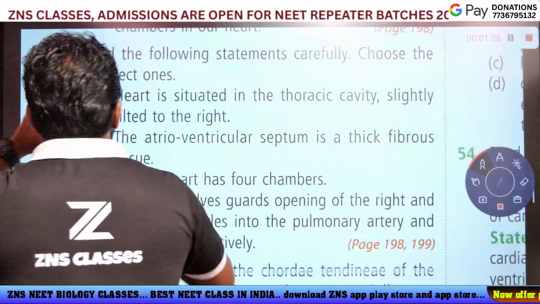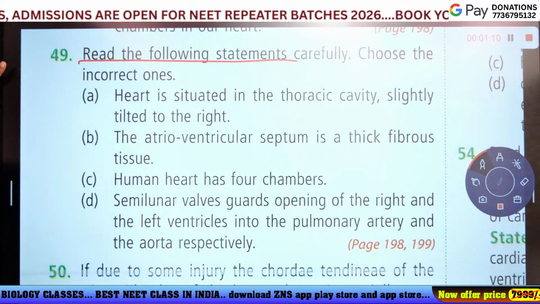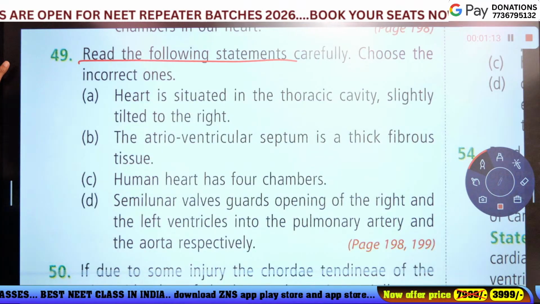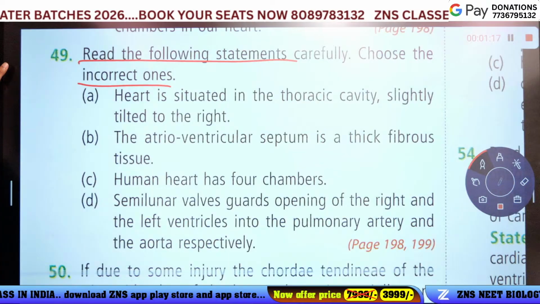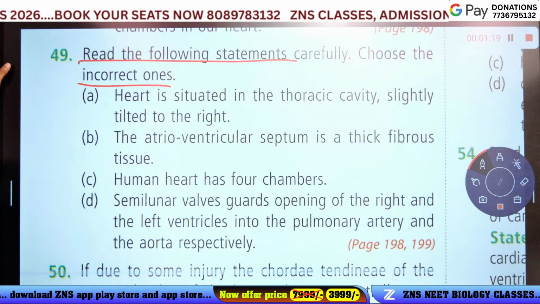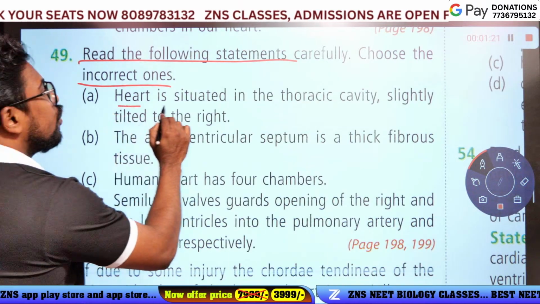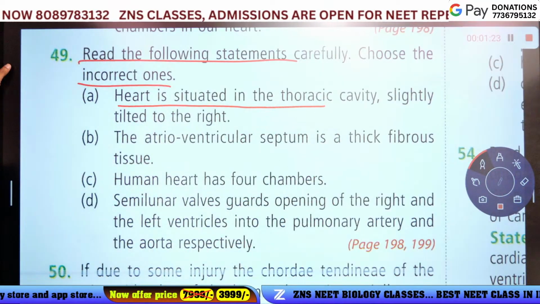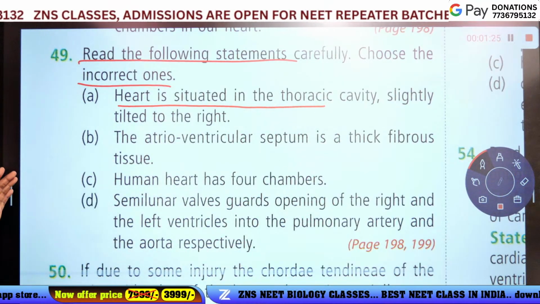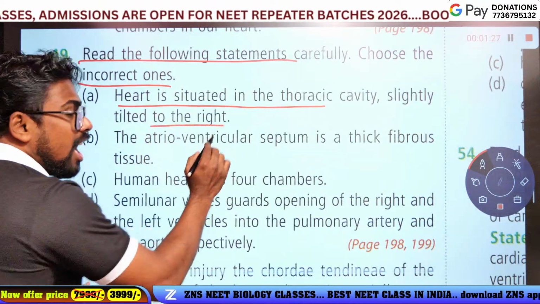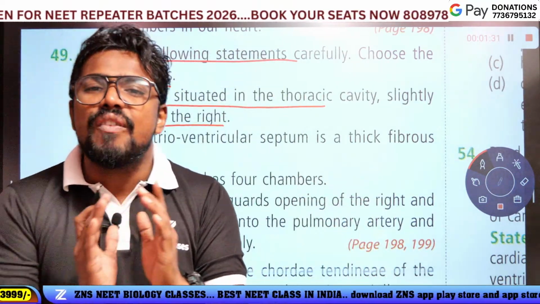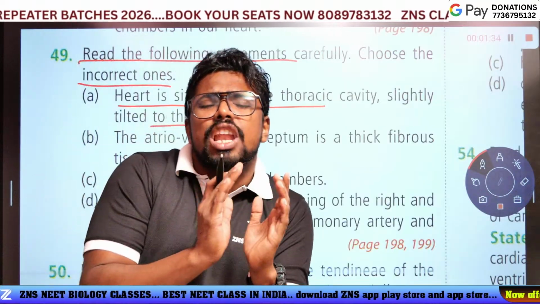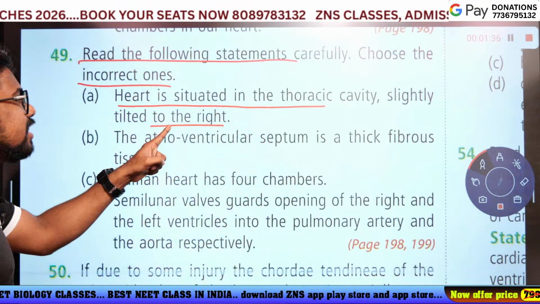Okay, the 49th question. Read the following statements carefully and choose the incorrect one. The heart is situated in the thoracic cavity slightly... Is that right? No. Slightly left side. The heart is tilted to the left side, not the right side.